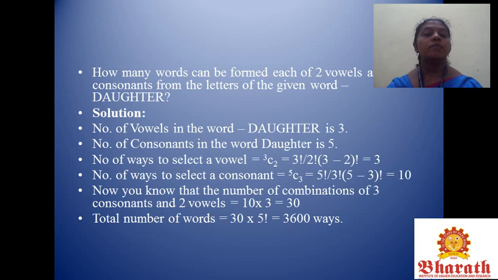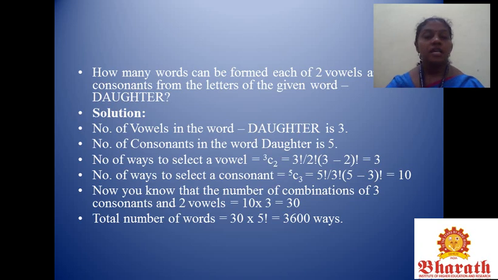So next problem, how many words can be formed, each of 2 vowels and 3 consonants, from the letters of the given word DAUGHTER? So the number of vowels in the word DAUGHTER is 3. The number of consonants in the word DAUGHTER is 5. The number of ways to select vowels is 3C2, so we have to select 2 vowels out of 3 vowels.